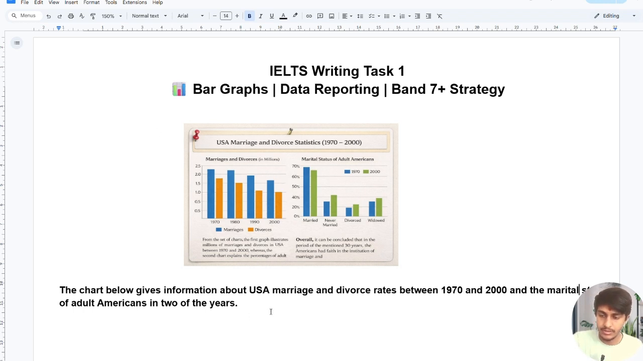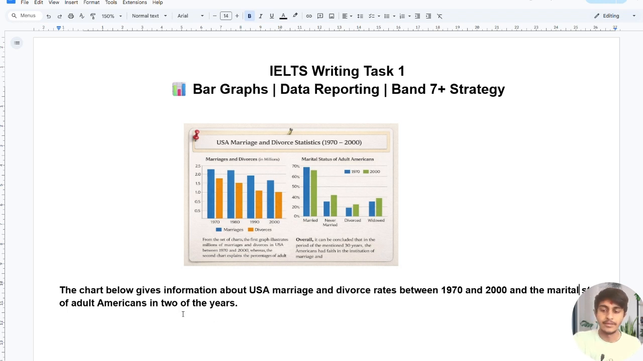So let's pause here. This paragraph is the first impression of the examiner. The examiner reads hundreds of answers daily. Within 10 seconds they decide: is this student clear or not? Does this student understand the chart? Is the structure correct? And this introduction answers all 3 questions.